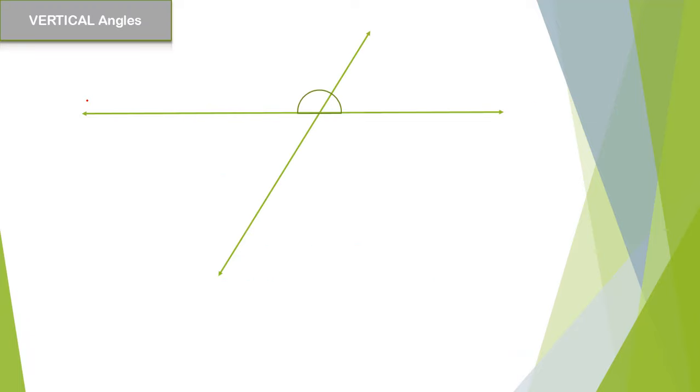We are learning some terms. This knowledge is very important. Don't skip it because in advanced lectures you would feel very comfortable solving complex problems. Vertical angles. These two lines are intersecting and are making some angles. This angle over here is supplementary to this angle. So if this is 60, then 180 minus 60, this angle is 120.